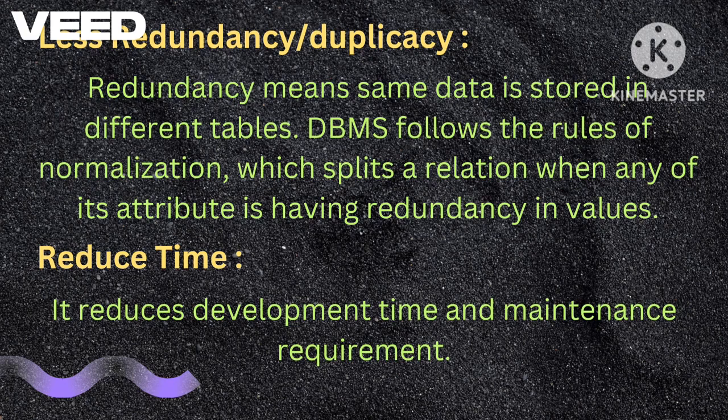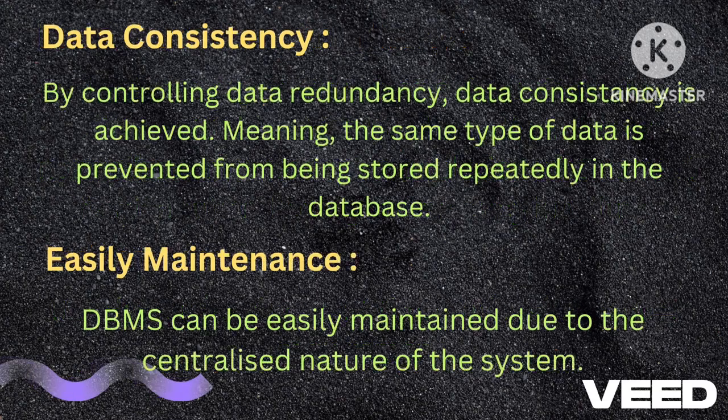DBMS also supports less redundancy or duplicacy. Redundancy means the same data is stored in different tables. DBMS follows the rules of normalization, which splits a relation when any of its attributes has redundancy in values. DBMS also reduces development time and maintenance requirement. Next is data consistency. By controlling data redundancy, data consistency is achieved, meaning the same type of data is prevented from being stored repeatedly in the database.